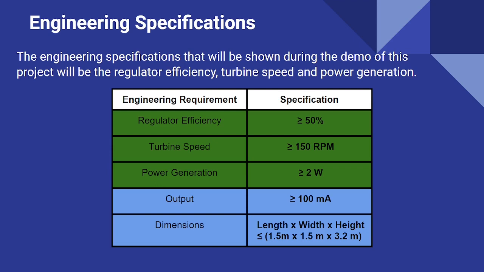Our system will have a USB outlet to provide power to small devices. The output requirement refers to the minimum current that we expect will flow through the USB outlet. Lastly, these are the dimensions our system will have when it is fully assembled.